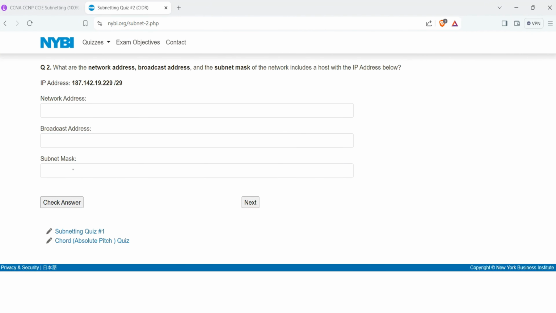Let's go next. Slash 29. 255, 255, 255. 24 bits. I need five more. 248. Okay, the first three octets don't change. 187.142.19 dot. All right.